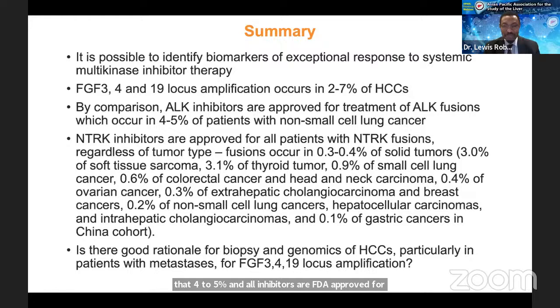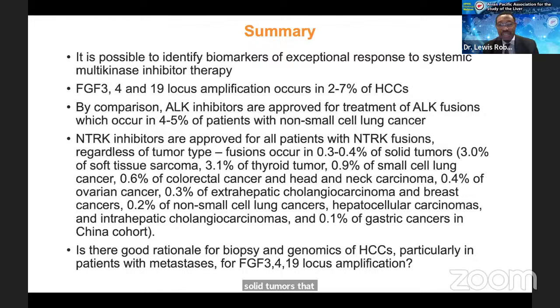Similarly, the US FDA has approved NTRK inhibitors for patients with solid tumors who have NTRK fusions. Now, if we look across all solid tumors, only 0.3 to 0.4% of all solid tumors have NTRK fusions. So the FDA has approved treatment, and many oncologists now are screening all individuals with the solid tumors that they're seeing, looking for these NTRK fusions so that they can treat patients with them.